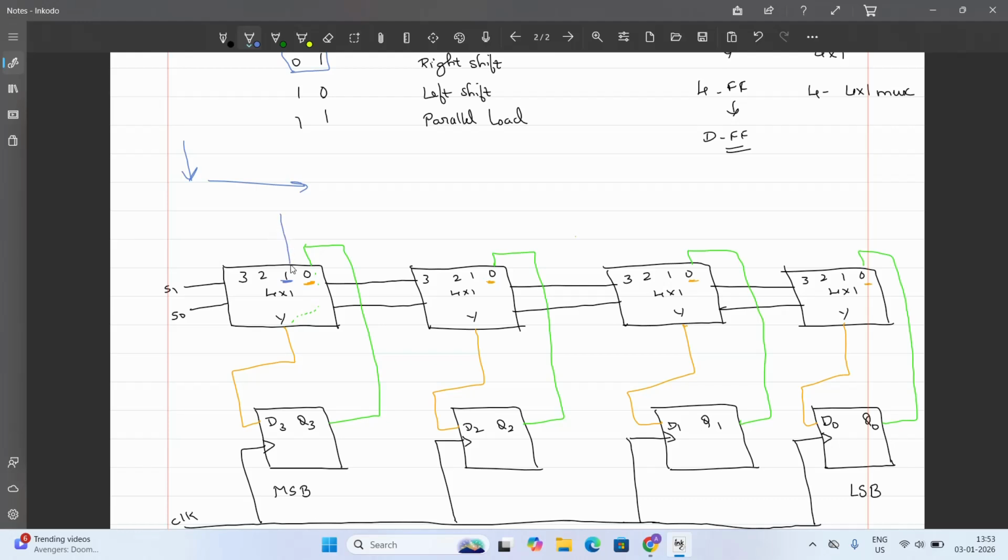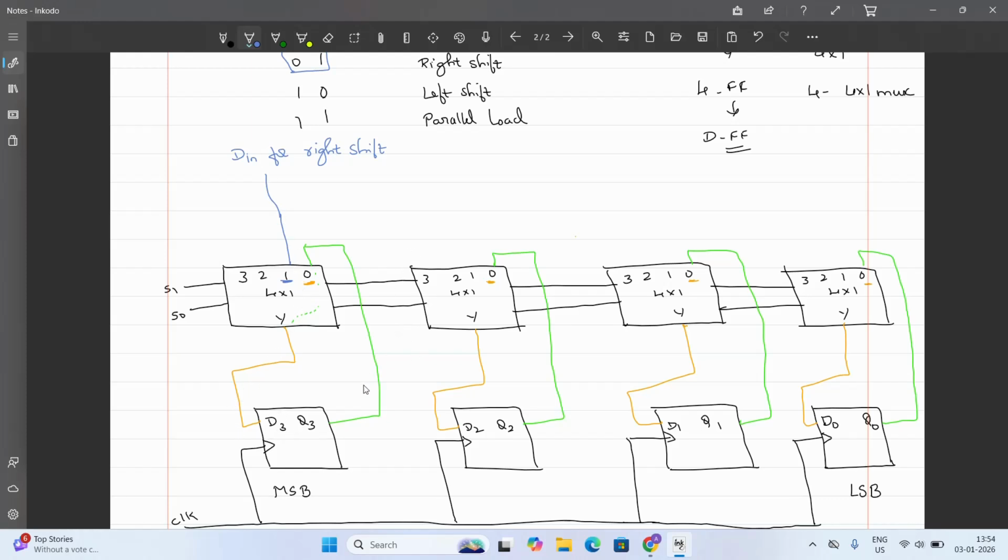So I'll directly give the data. The first data will be given as it is to the MSB. This is the data in, or input data, for right shift. Remember that for shifting right, data should be given to MSB. Direct data should be given to MSB. So now when 1 is selected, this data passes to Y. From Y it goes to D3.